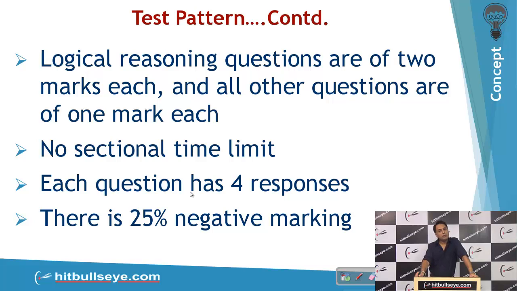No sectional time limit, so you are at liberty to place your sections on the time graph the way you want to. So we generally recommend that you start with a strong section so that you get a positive flavor of the paper and it gets you going, and the inertia takes you through the test. Each question has 4 responses and there is 25% negative marking. So negative marking ensures that you're not guessing away to glory, but you are working on the options carefully, and if at all you have to make a guess, it should be an intelligent one.